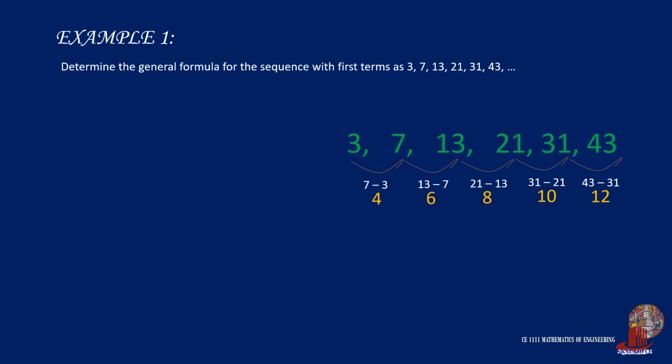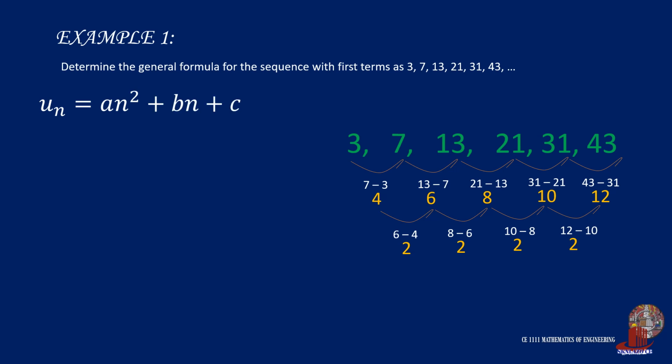Then proceed to the second difference with 6 minus 4 is 2. 8 less 6 is again 2, so with 10 minus 8, and also 12 less 10. Having a constant difference at this point confirms that we have a quadratic sequence. Again, the general formula is that of a quadratic equation, and we have to look for a, b, and c.